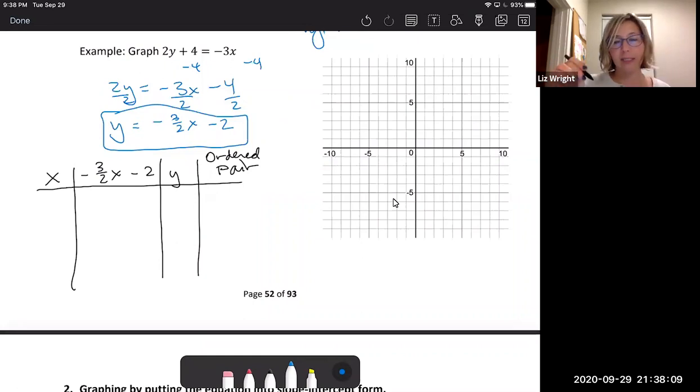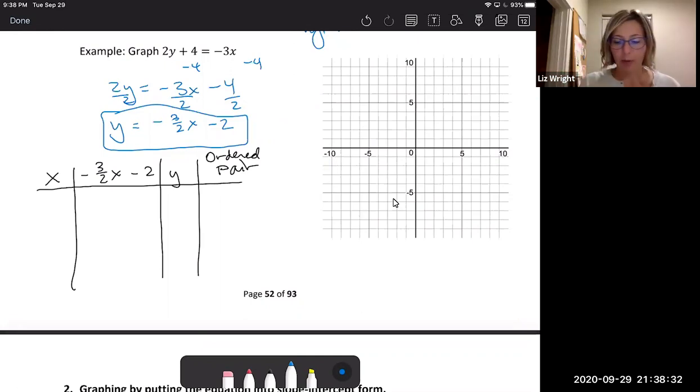So I have a 10 by 10 grid here. So I want to make sure I'm not picking something like 20 because an x value of 20 is not going to fit on my grid. So I typically pick something like negative 2, 0, and 2, or I'll do like 3, 0, and negative 3, and something like that, depending on the type of equation I'm given. So that's what I'm going to choose for this one.